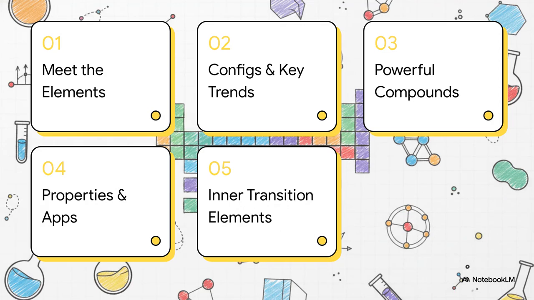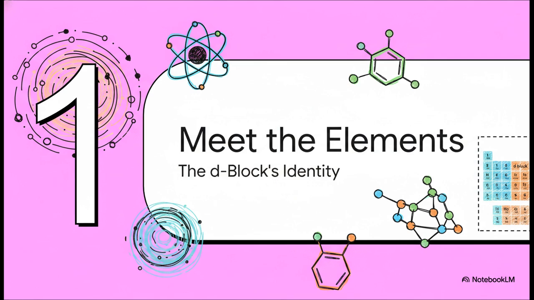So, here's the game plan for today. First, we'll get to know what these transition elements really are. Then, we'll tackle the electron configurations, the stuff that always trips people up. After that, we're going to spotlight a couple of chemical superstars, check out their most famous properties, and then we'll finish up with a quick look at those f-block elements. Sound good? Let's go.